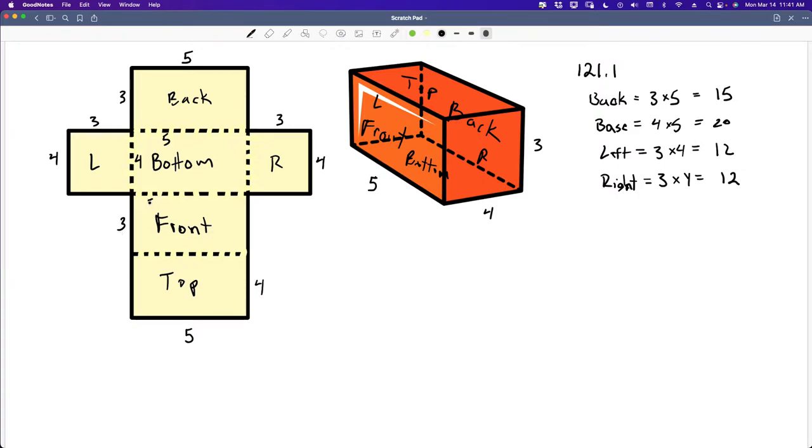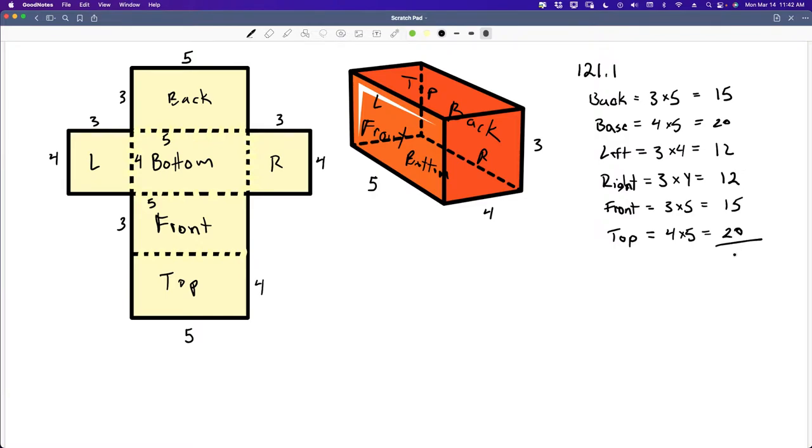The front is going to be 3 by 5 as well. So the back and the front are opposites. So the front is going to be 3 by 5, and that's another 15. And then the top should be the same as the base or the bottom, and that's going to be 4 by 5, which is 20.